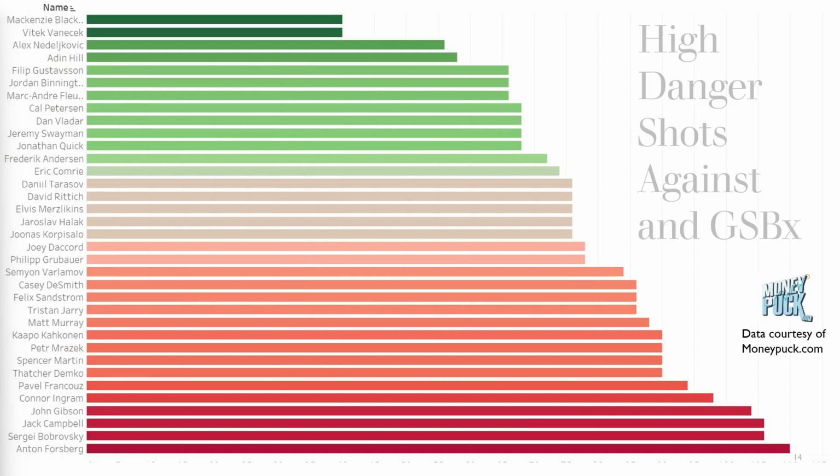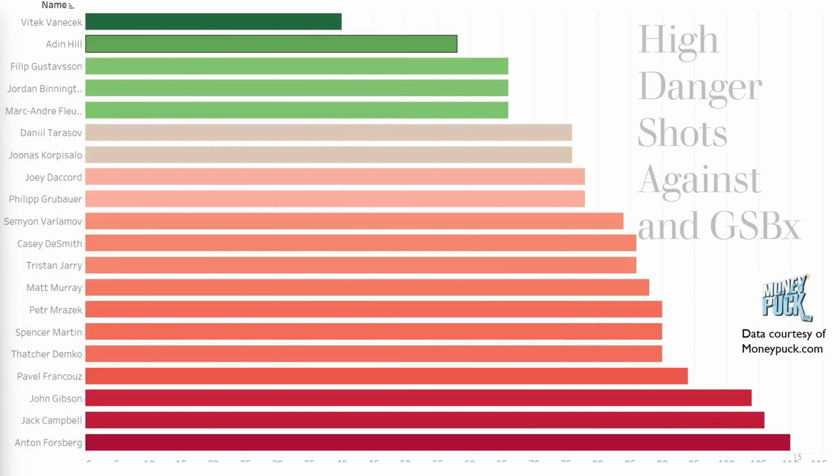Jordan Binnington, Marc-Andre Fleury, Cal Peterson, Jonathan Quick, Jeremy Swayman, Freddie Anderson. These are all guys to look out for as potential buy low targets. Now, not every one of them will be a good buy low, but let's look at one more graph to see the buy low targets a little bit more clearly.